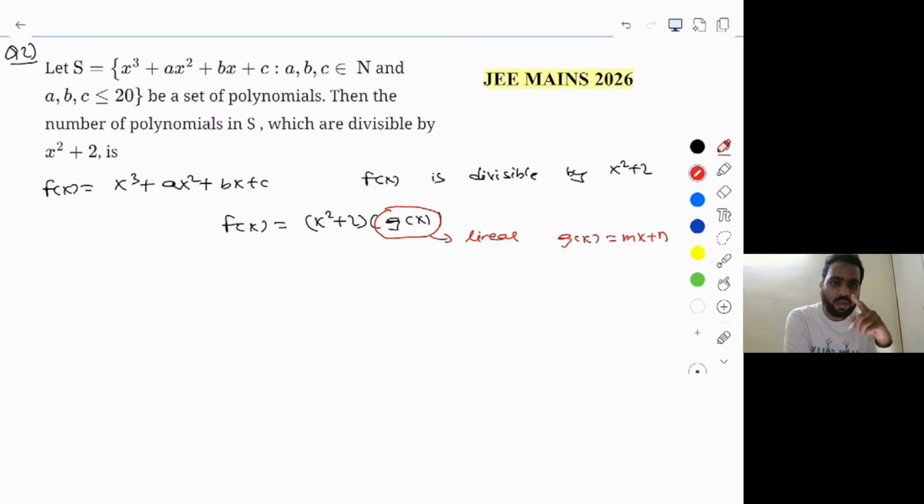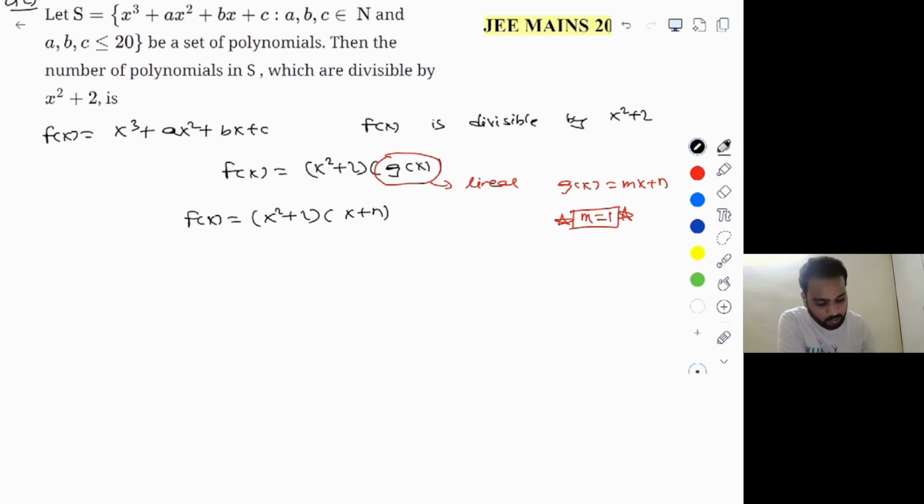But most importantly, on the left hand side, if you look at the function f of x, the leading coefficient is 1, right? And what about the right hand side, x square plus 2 multiplied by mx plus n? If you expand completely, the leading coefficient is going to be m there. So if you equate the similar coefficients, I can say that m is equal to 1 by equating the leading coefficients directly, and hence the equation reduces to f of x is equal to x square plus 2 multiplied by x plus n, because m is equal to 1.